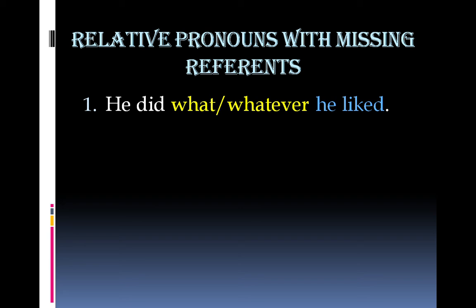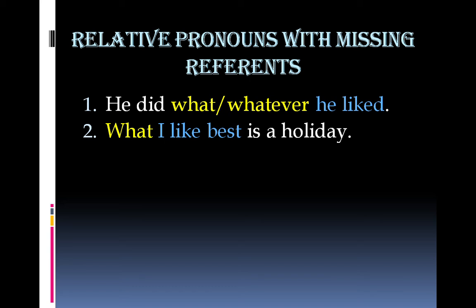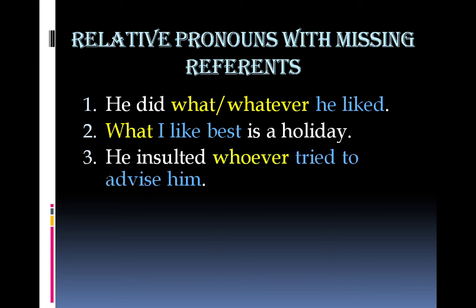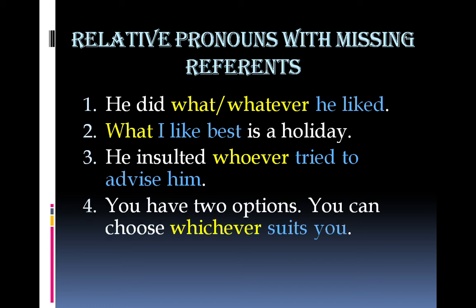He did whatever he liked. उसने किया जो उसके दिल ने चाहा. Look at the translation, how these words are translating. Take a look at the next example. What I like best is a holiday. जो मुझे सबसे पसंद है छुट्टी है. He insulted whoever tried to advise him. उसने बेइज्जती की हर उस बंदे की जिसने उसको नसीहत करने की कोशिश की. Whoever is जिसने. He insulted whoever tried to advise him.